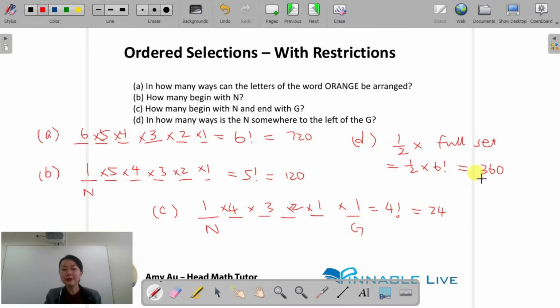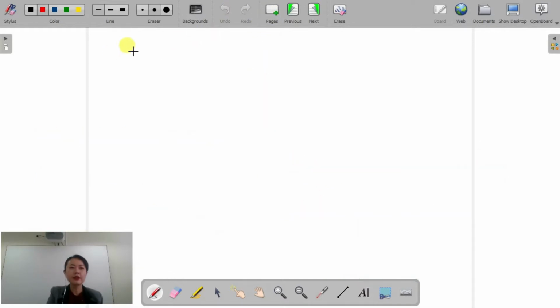Now the reason why it's half is because the other half is the other way around. G is somewhere left of N. So if you see this question, just remember the logic. One half is N somewhere left of G, the other half is G somewhere left of N. So how do we count this if we wanted to count it? Let's have a look. So orange, right?